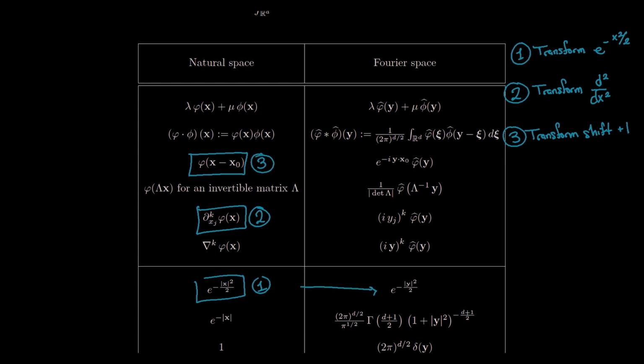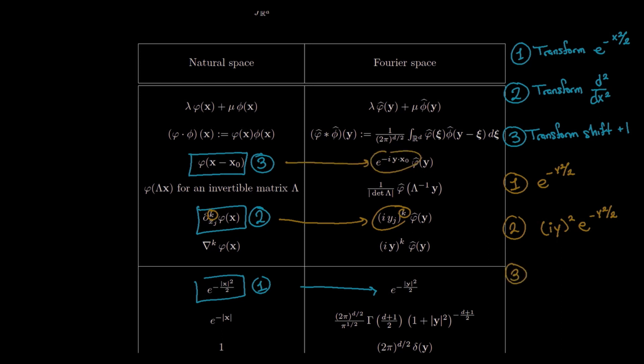We start with, use a new color. 1 says, hey, my output is e to the minus y squared over 2. At step 2, we move to the right. It says, hey, actually the output, if I'm doing two derivatives, I'm going to do y squared e to the minus y squared over 2. And then step 3, I'm going to say, wait a minute, I'm actually shifting this. What is a shift? By +1, I'm going to multiply by e to the i y.